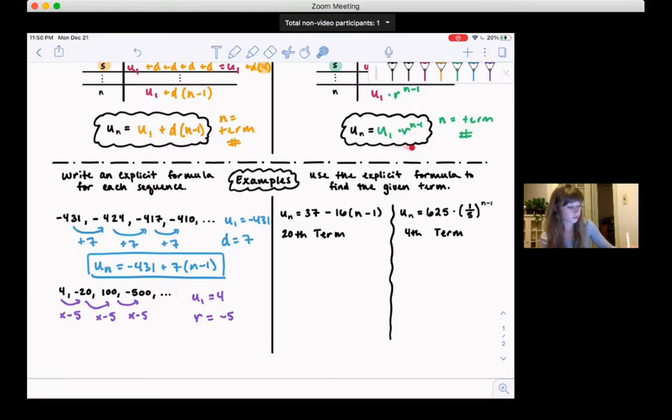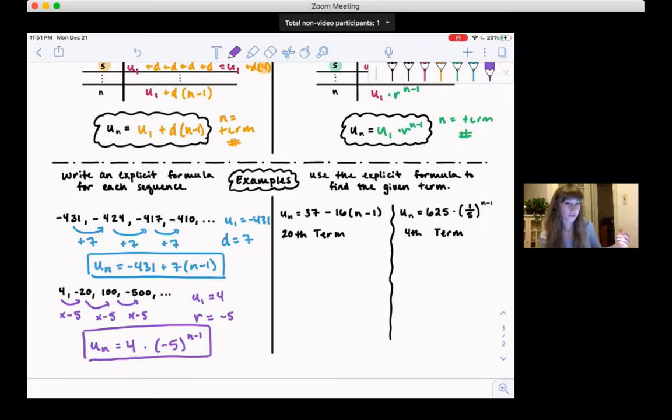So we're going to use our formula for a geometric sequence. We're going to change u1 to our first term, which is 4, and we'll change r to our ratio, which is negative 5. So we're going to get u sub n equals first term 4 times negative 5 all to the n minus 1 power. All right, so that's how you can write an explicit formula for a sequence.